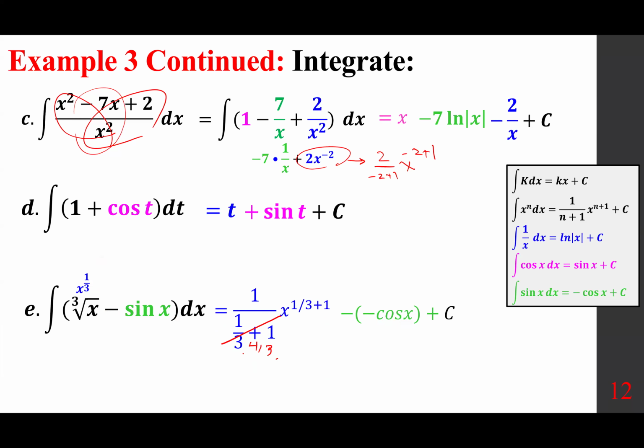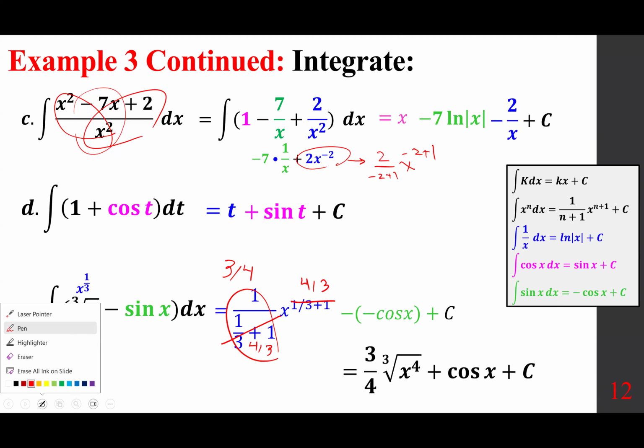Either way, this is positive cosine, but what is this one? 1/3 and 1/4. The reciprocal is 3/4. And we can rewrite it in this format: 3/4 cube root of x to the power of 4 plus cosine x plus a constant. We write it in that fashion because of the format it was given.